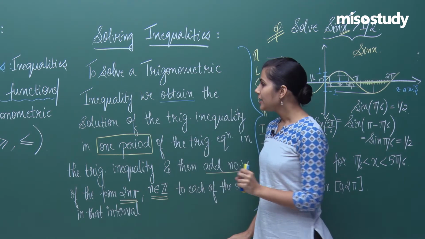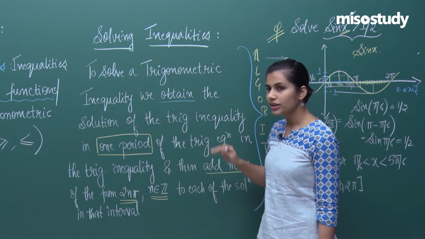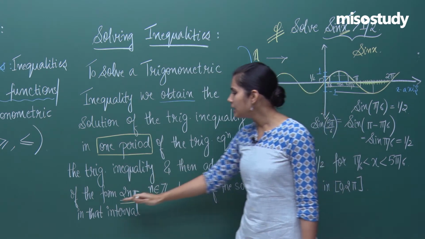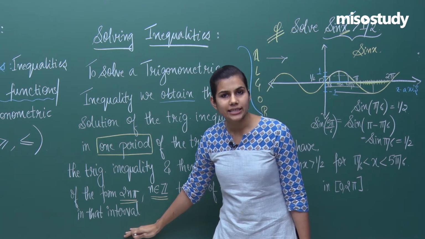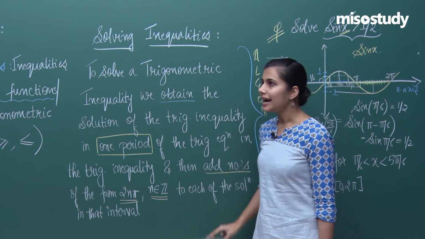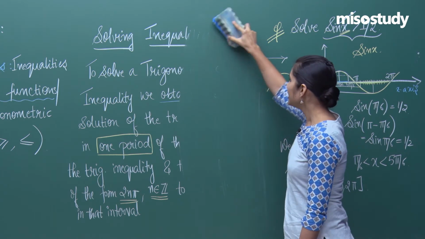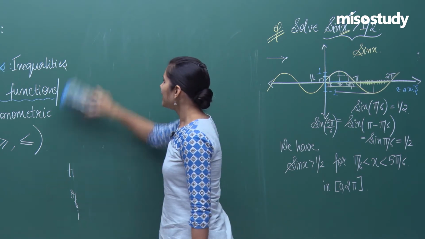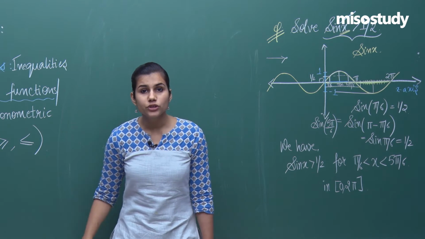And now the very algorithm says that once we have obtained the solution of the trigonometric inequality in one period, what you do is you add numbers of the form 2n pi to each of the solutions of that interval and you obtain the entire solution set. So let us do that, because successfully we have obtained the solution in one period of the sine function. Now we need to obtain the solution in the entire domain of the sine function. And how do we do that?